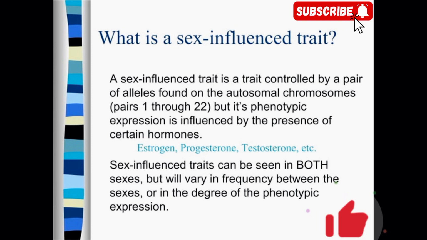What is a sex influenced trait? A sex influenced trait is a trait controlled by a pair of alleles found on the autosomal chromosomes, pair 1 through 22. We can say that there are 22 autosomal chromosome pairs, but its phenotypic expression is influenced by the presence of certain hormones. These autosomal alleles or genes express in the presence of certain hormones, for example estrogen, progesterone, testosterone, etc. Sex influenced traits can be seen in both sexes but will vary in frequency between the sexes or in degree of the phenotypic expression.